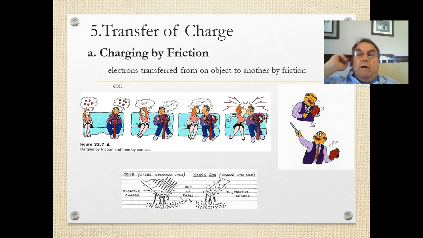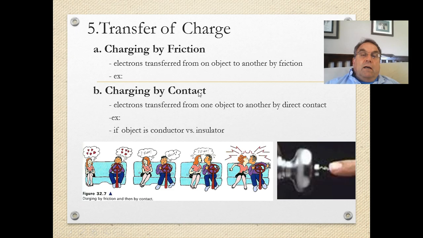So here we have a kind of cartoon. It must be Valentine's Day. This couple on a date. Love is in the air. She slides across the chair, and unbeknownst to them, as she slides across the chair, she is becoming charged by friction between her and the chair. Okay. Then they kiss, and sparks fly. And I'm sorry, it's not because of love. It's because of contact, charging by contact.